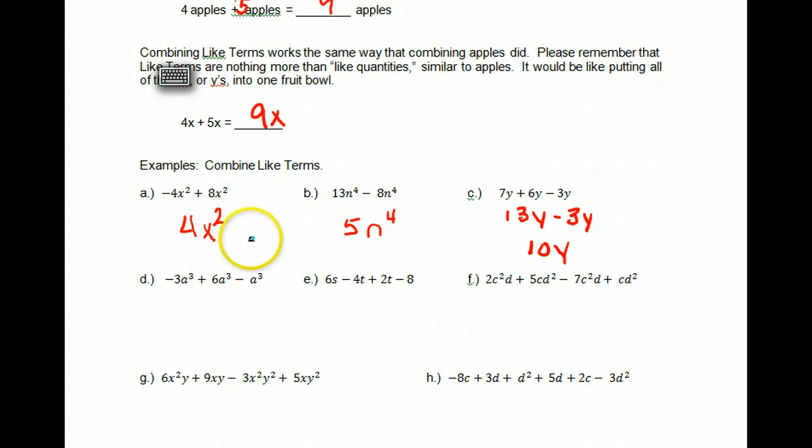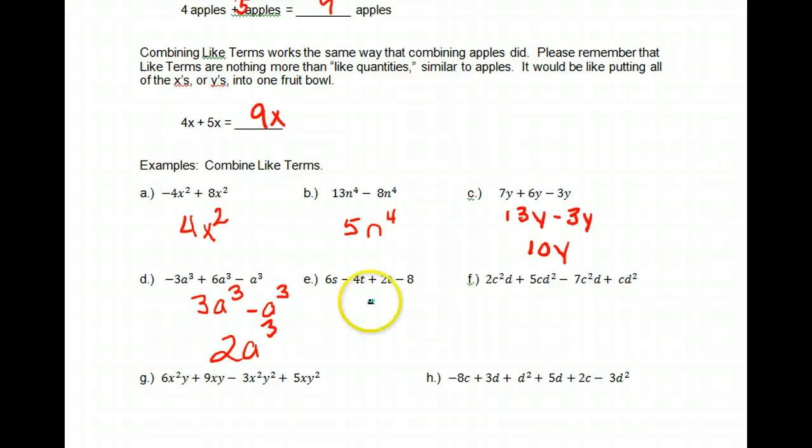Okay, by now you should have completed letter D, and we will see here that we have negative 3a cubed plus 6a cubed is going to give us 3a cubed minus a cubed. So 3 minus 1 gives us 2a cubed. Again, if you did all of that math in one step because you're doing that math either on your calculator or in your head, that would be okay as well.